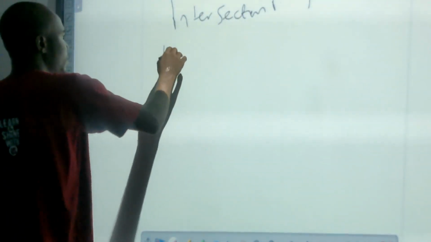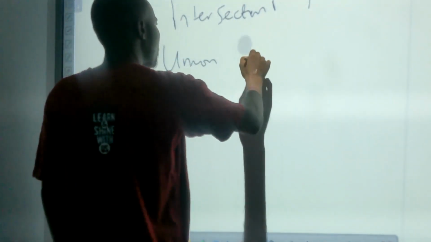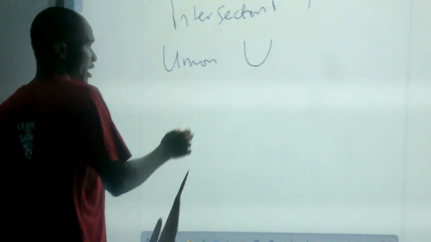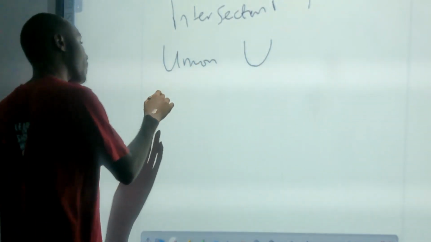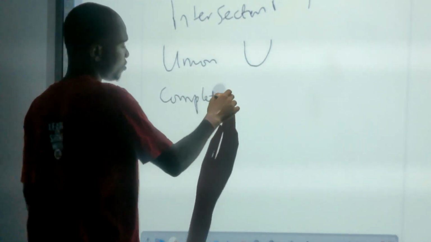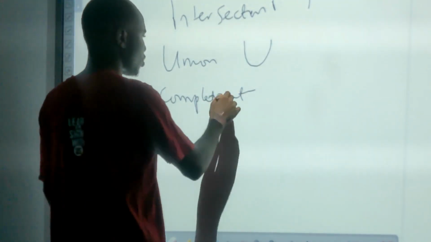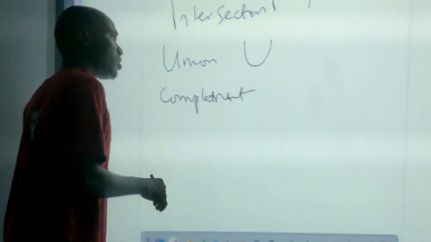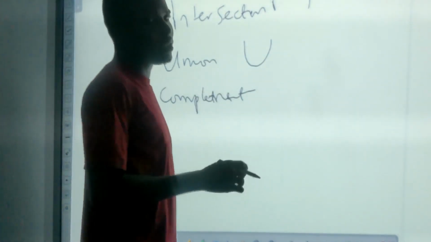Union of sets is represented with this symbol. We also have the idea of complement of sets. This one is not really an operation. I hope you can spell complement. So now, what is the intersection of sets?